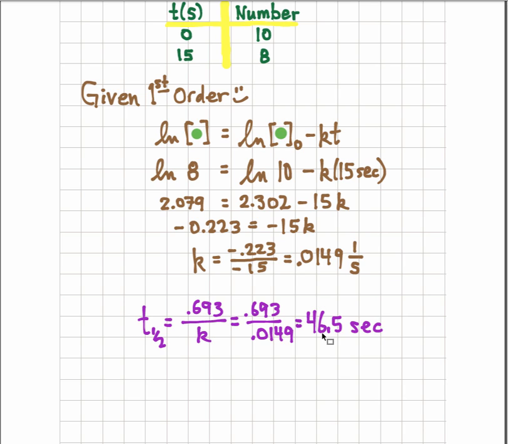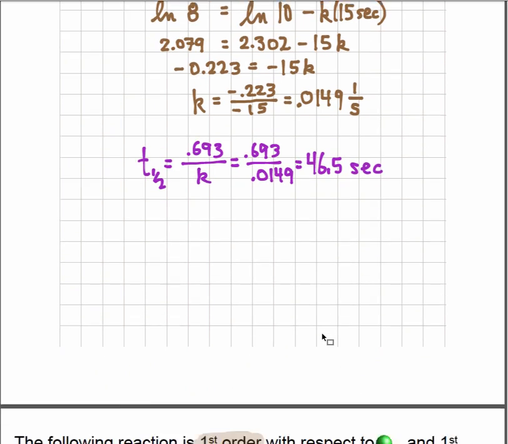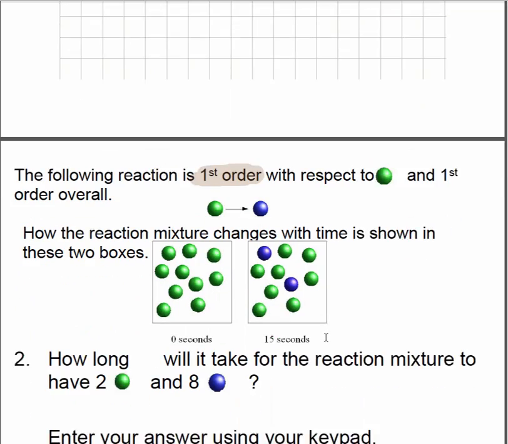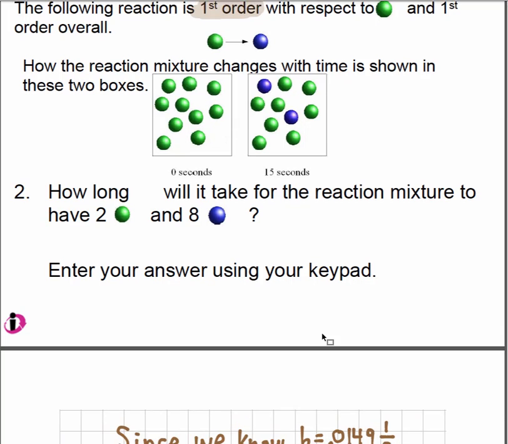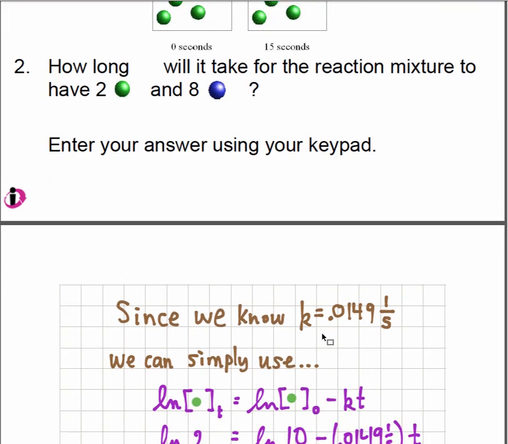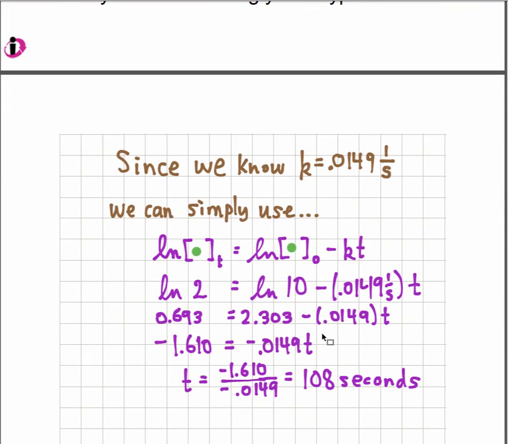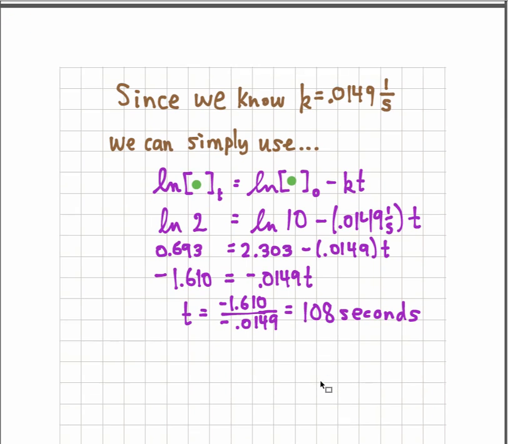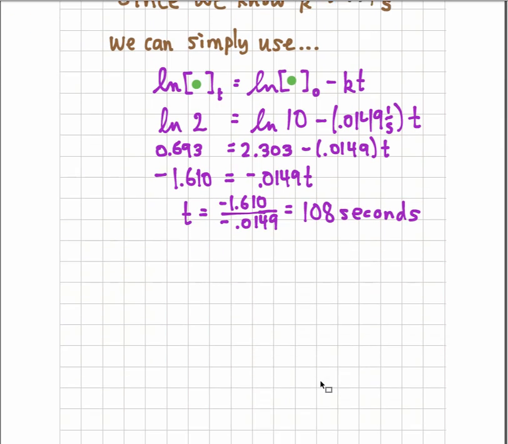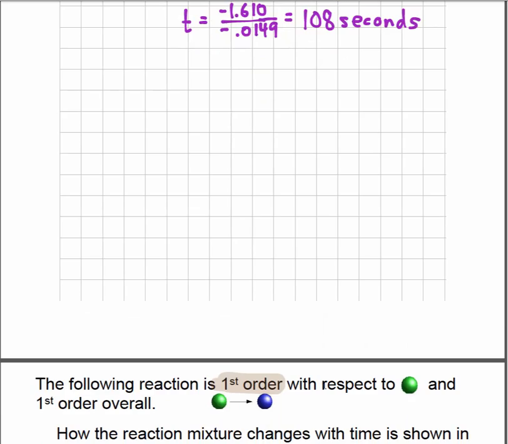So if I want to continue to decrease my green spheres from 10 down to 2, I guess that kind of makes sense that it would take more time than 40, 50 seconds. A little more than double that, right? Yeah, that's a kind of mental check on whether our answer is correct or not.